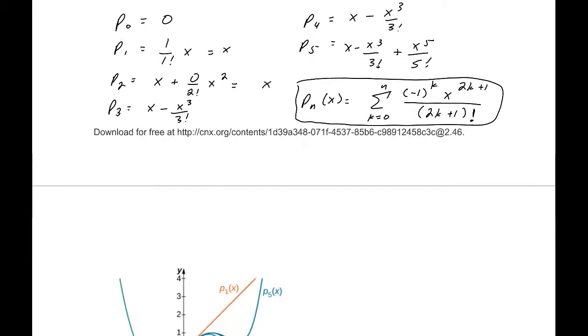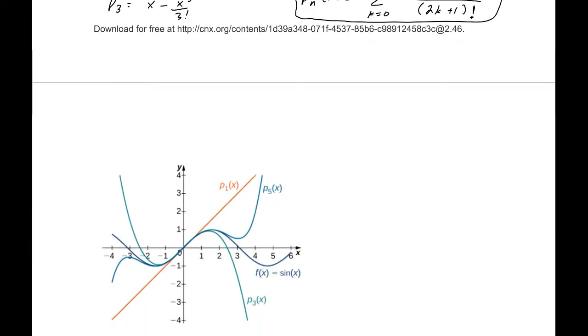Okay, now let's compare these polynomials. And again, close to 0 in this range there, things look very good.